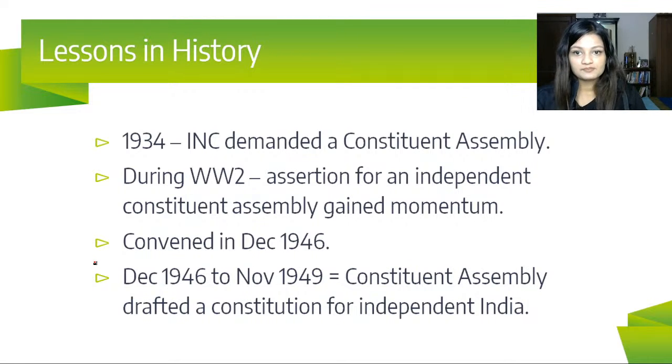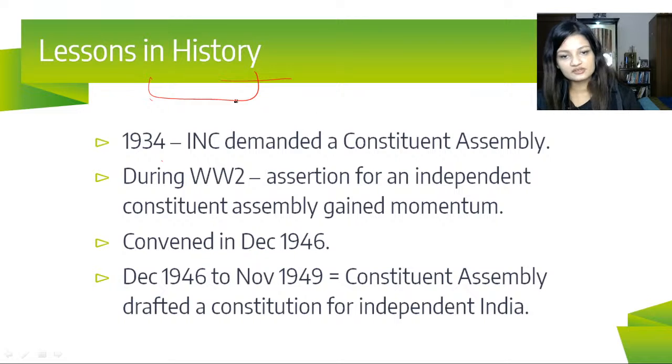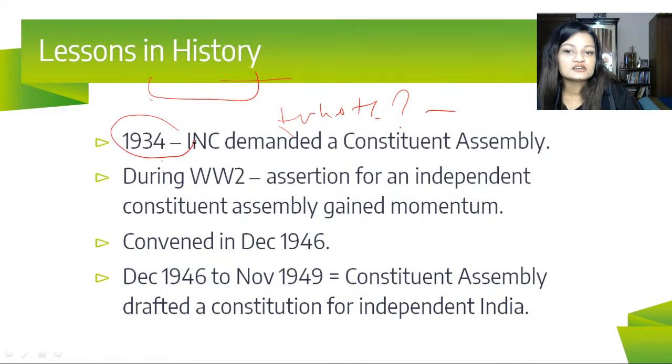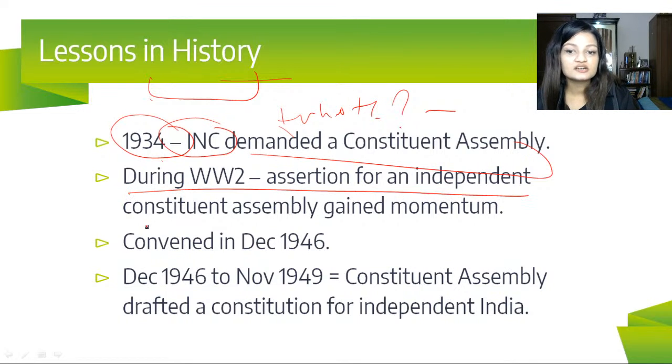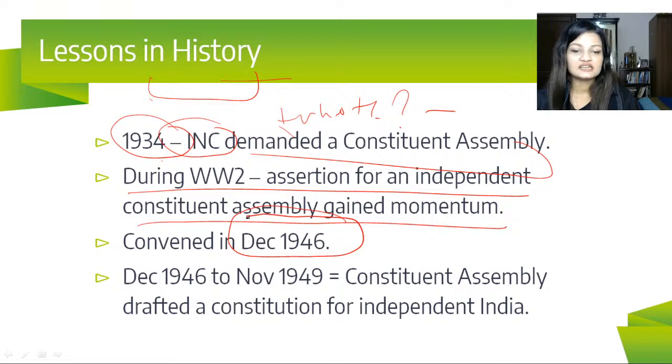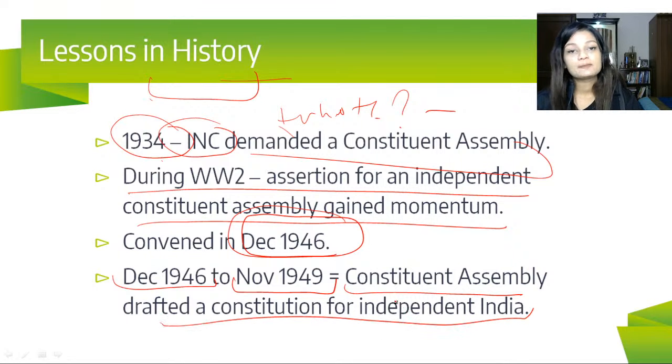The next thing is going to be us understanding a little bit of history. So basically, guys, the second question that we wanted to address was who wrote the constitution, how was it made, and so on and so forth. So in 1934, the Indian National Congress demanded a constituent assembly. During World War II, an assertion for an independent constituent assembly gained momentum, and this was convened in December 1946. So from December 1946 to November 1949, the Constituent Assembly drafted a constitution for the independent India.